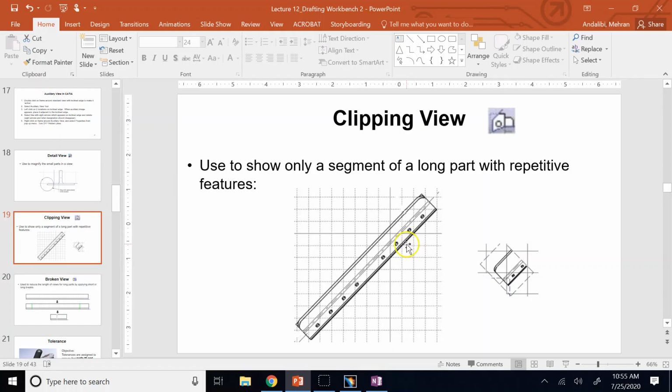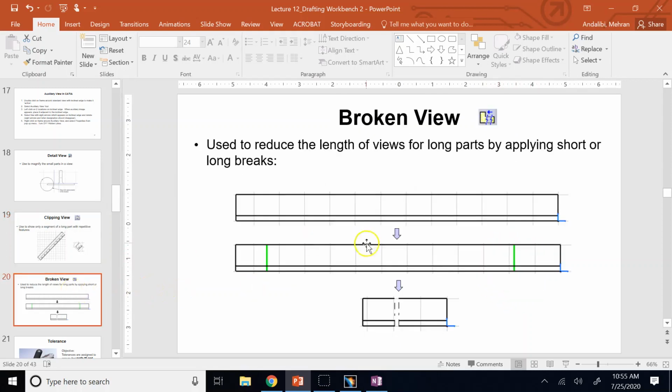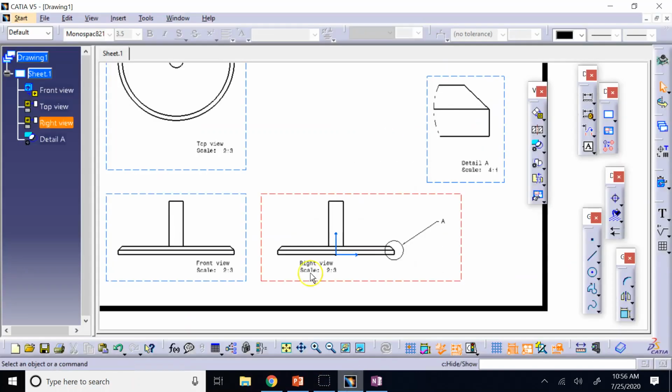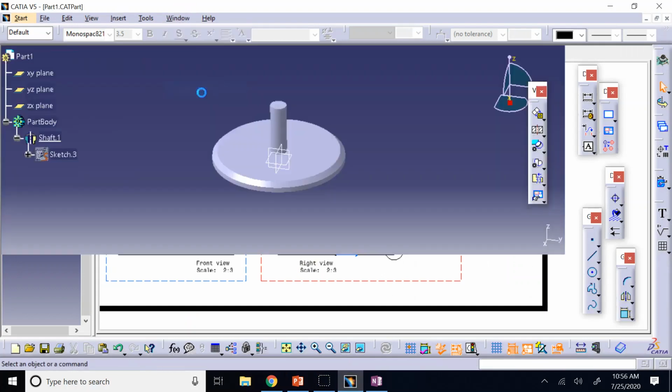And clipping view will basically eliminate the original view and only leave for you the portion that you specify by a polygon. Broken view is going to shrink it and remove the part that you don't want. So between these two green lines it's going to go, and the rest of it would remain. Okay, so that's where you see the zigzag lines. So you have two ways to chop a long object, and let me show you that here.